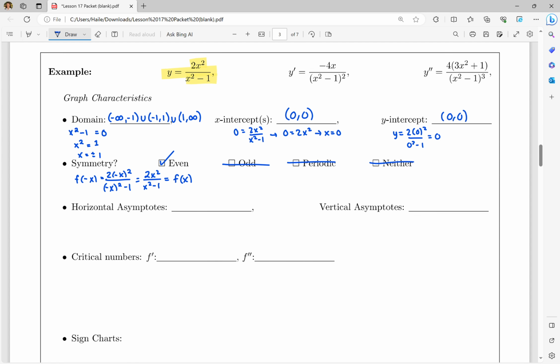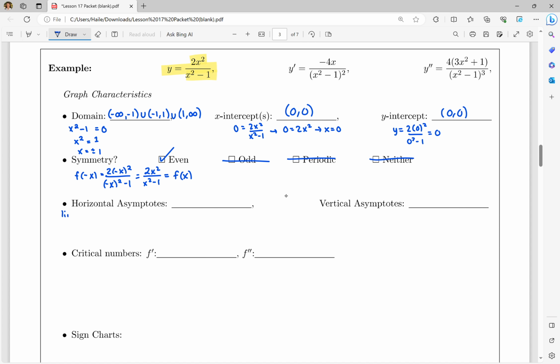All right, so now let's do our horizontal asymptotes. So we have the limit as x approaches, we're going to do both at the same time here because it's a rational function, as x approaches positive or negative infinity of 2x squared over x squared minus 1. So here we can multiply by 1 over x squared over 1 over x squared. And we get the limit as x goes to plus or minus infinity of 2 over 1 minus 1 over x squared, which gives us 2.